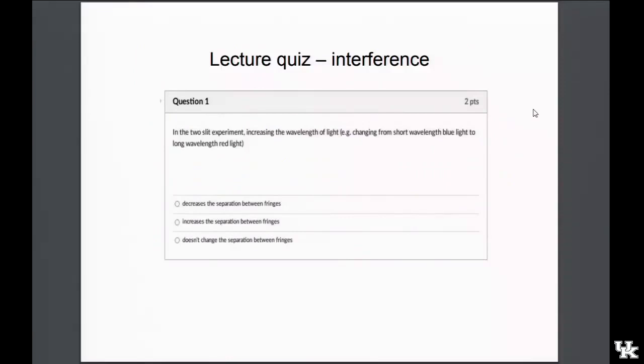Oh, I got a quiz question. I didn't know that was coming up.